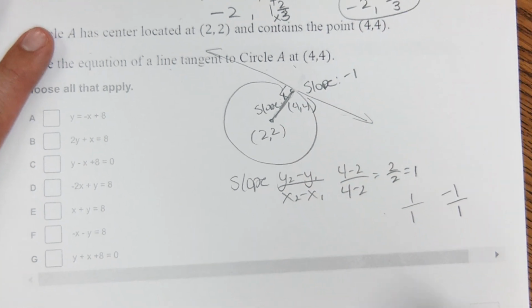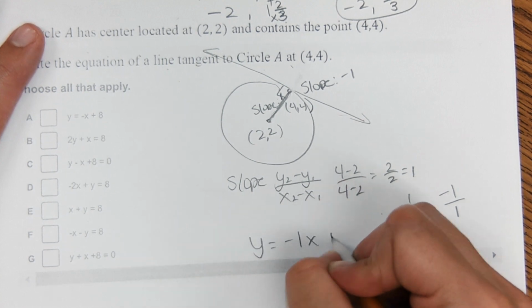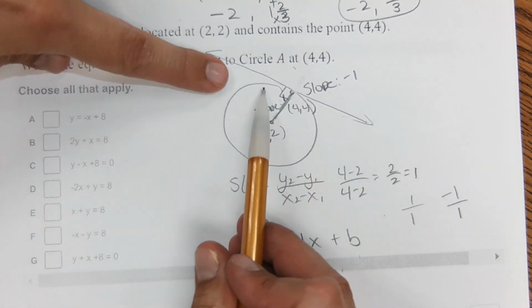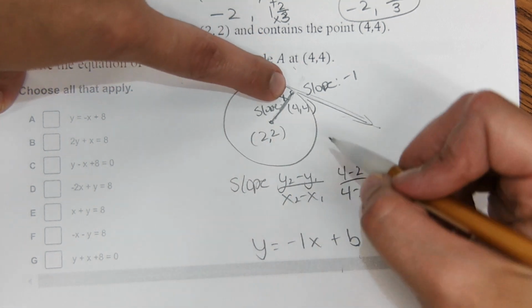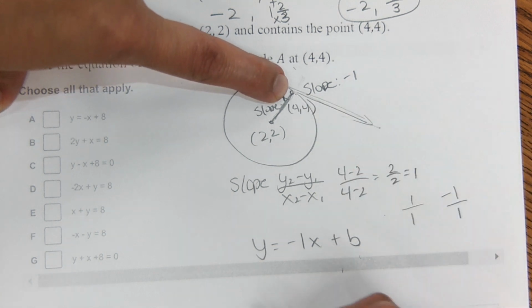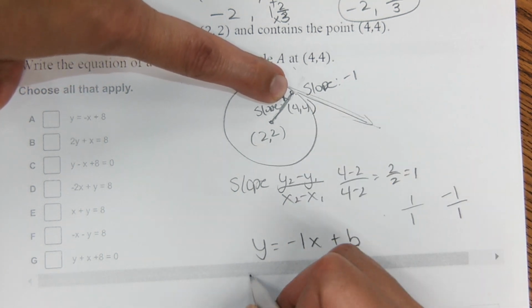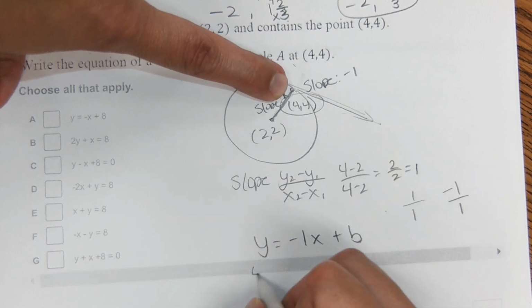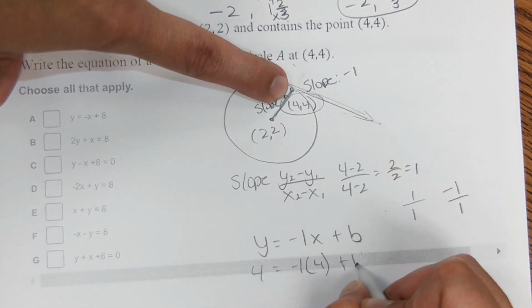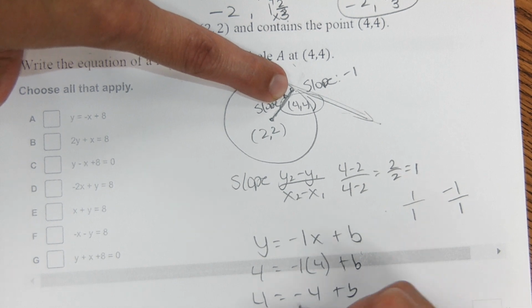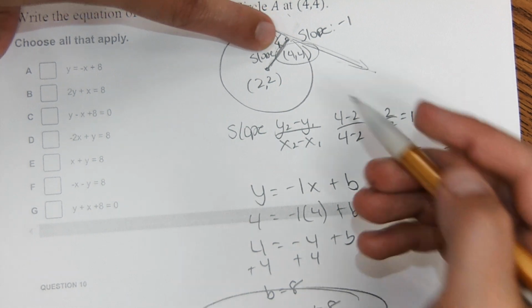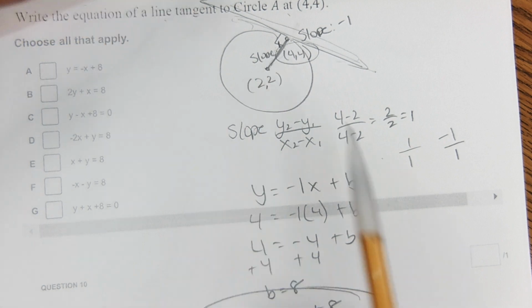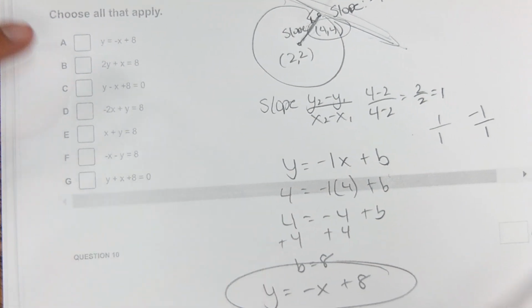So we have an equation that would look like this: y equals negative 1x plus b. And we need to determine what the y-intercept is of this line. So we can choose a point on the line, like 4, 4, to plug into this to find b. So I'm going to use this point: 4 equals negative 1 times 4 plus b. And b equals 8. So y equals negative x plus 8 is the equation of the line tangent to this circle. So that's what I'm looking for in the answer choices.